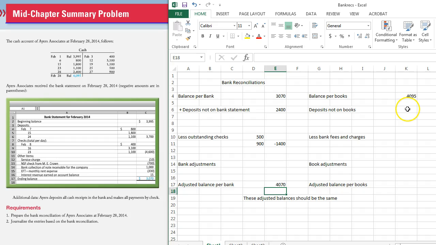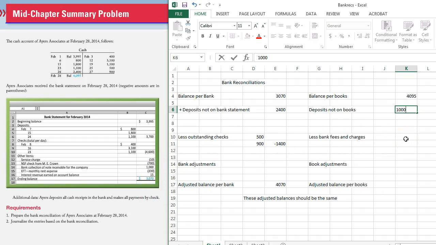Okay. All right, then we're going to go over to the book side. So we're starting with this cash balance, $4,095. Do we have any deposits not on the books? Well, let's see. Bank collection of note receivable for the company. So that looks like one of those. $1,000. So I'm going to add that in. We're going to have to adjust our books for that.